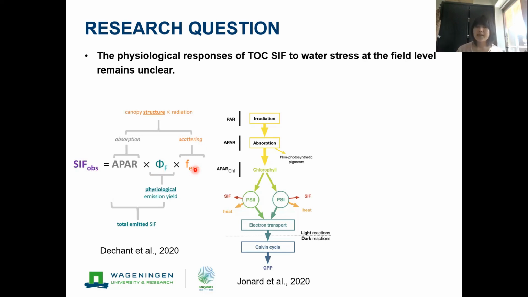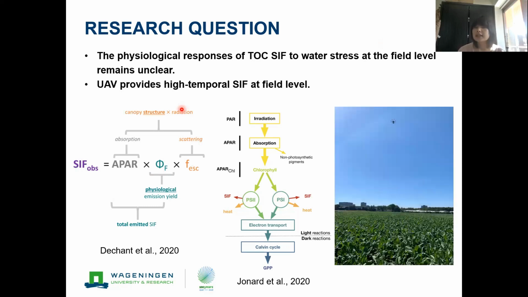Before we do that, this work is going to explore this. So the question is that the physiological response of top-of-canopy SIF to water stress at the field level still remains unclear due to these coupling effects. Then we have UAV. UAVs are flexible platforms and can provide high temporal SIF measurements at the field level, so that can provide us an opportunity to explore the relationship between the physiological SIF response and the photosynthetic activities at the field level.